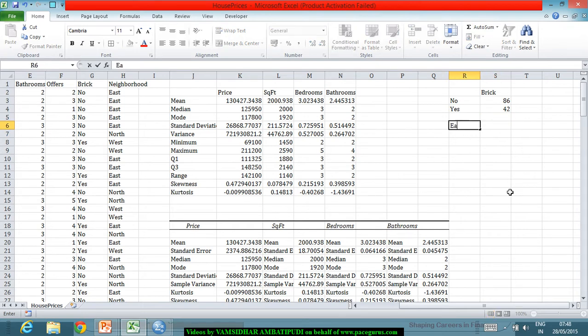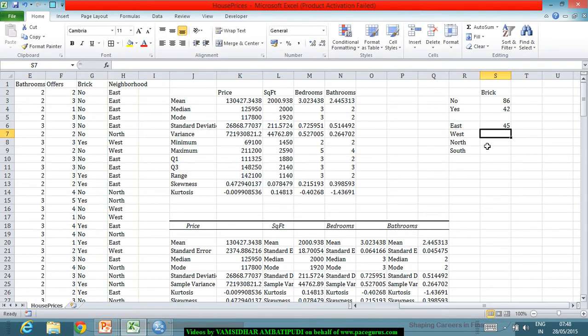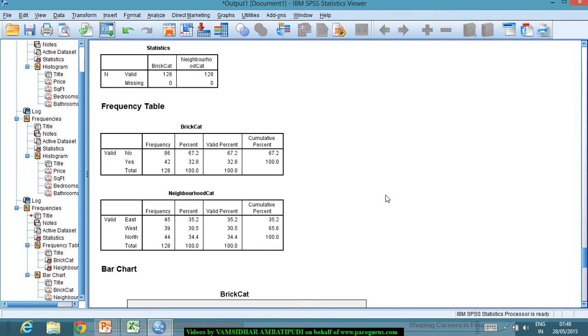Similarly I can talk about east, west, north. South I don't think we have any, but let me categorize that as well. So here also I'll use a COUNTIF formula on this neighborhood, pointing it to east. So there are 45 east in the data, then 39 west, 49 north. So you can do it in Excel also, but the traditional thing is you have to write your own formulas associated with them.